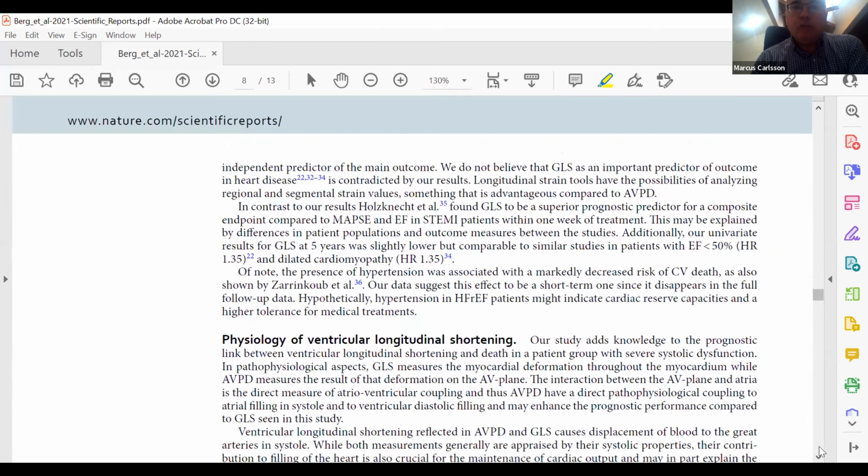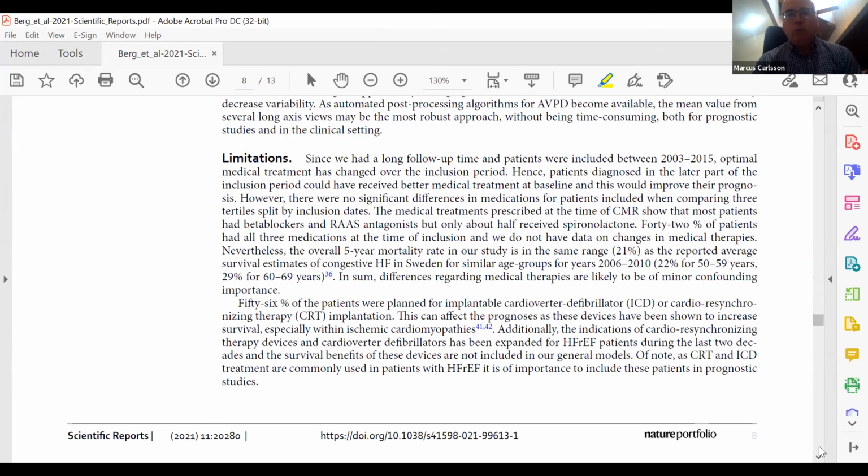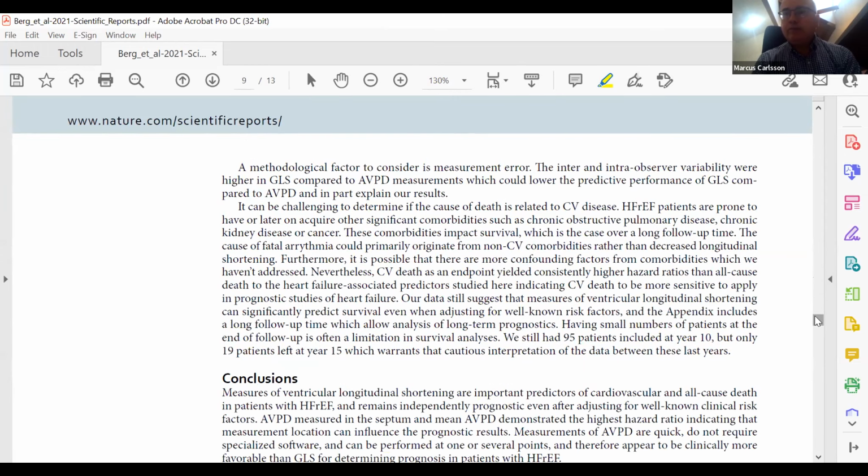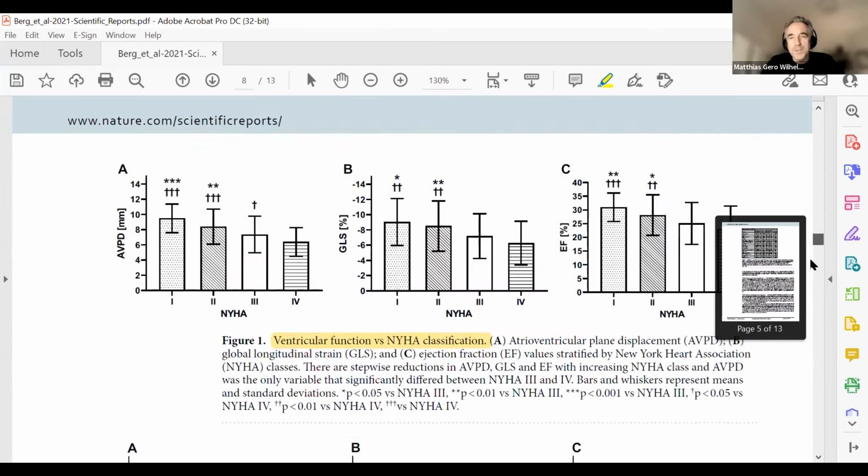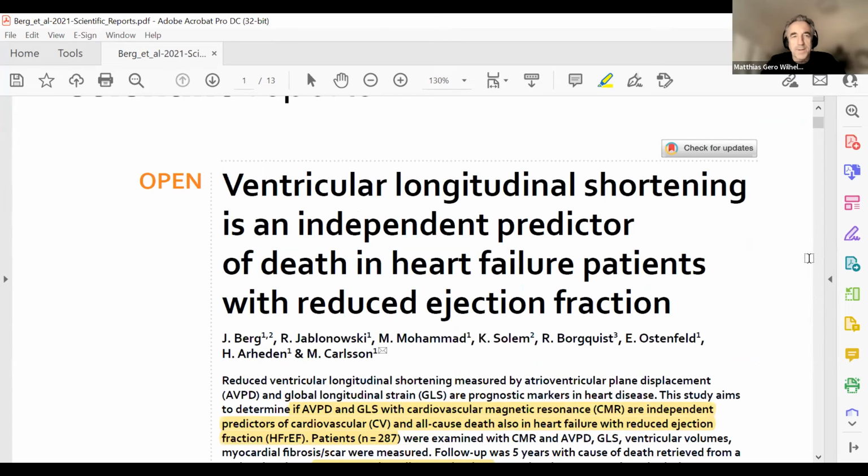So that was the paper, and I'm open to hear any questions. Thank you very much, Magnus, and I hope my internet connection is now better. I think this is very interesting, especially because it would allow us to assess a different marker than just ejection fraction, but from the same images, basically, at least the AVPD.